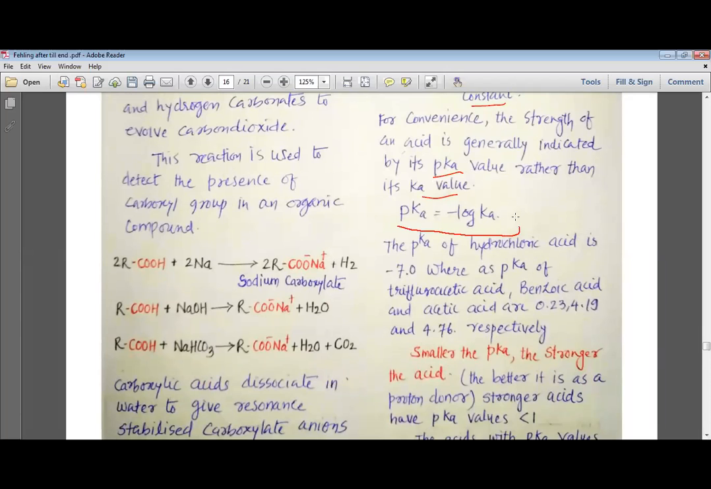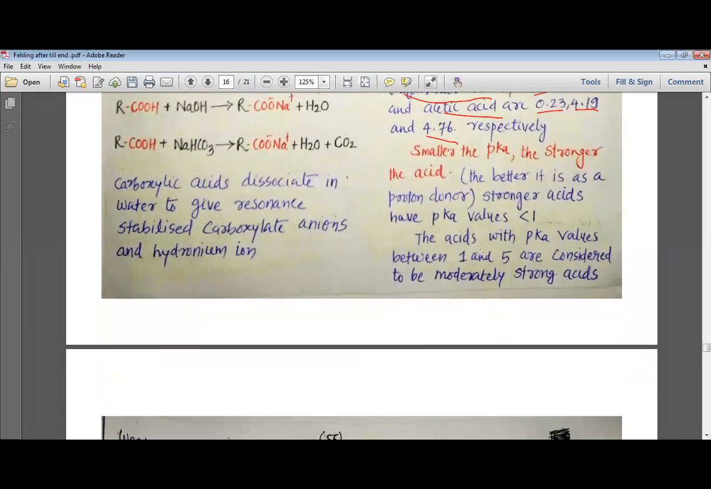So pKa is equal to minus log of Ka, and we generally represent the value of acid strength by the pKa value. More is the value of pKa, less strong is the acid, and lower is the value of pKa, more strong is the acid. The pKa of hydrochloric acid is minus 7.0, whereas the pKa of trifluoroacetic acid, benzoic acid, and acetic acid are 0.23, 4.19, and 4.76 respectively.